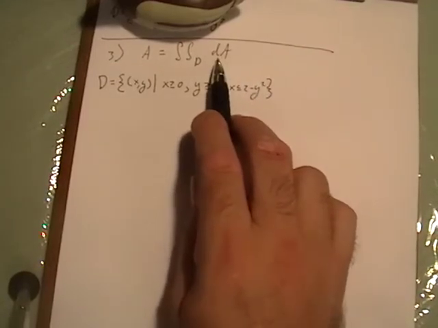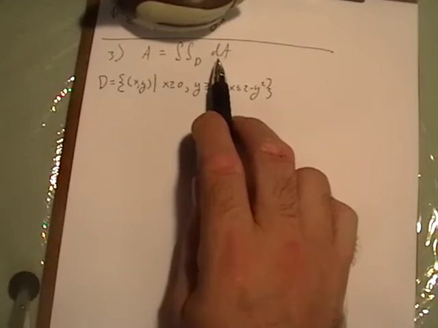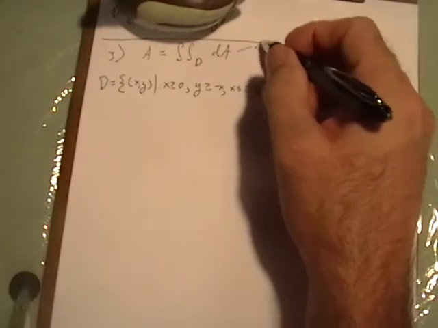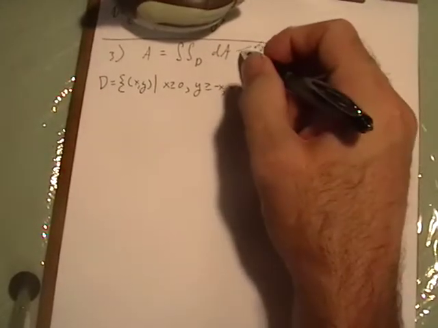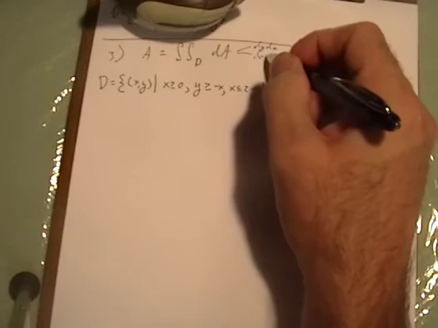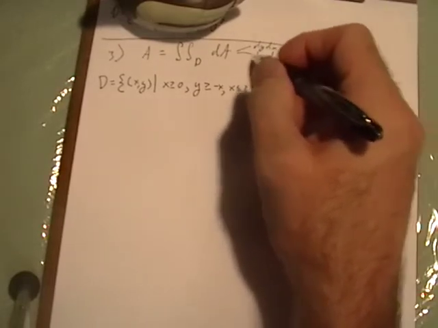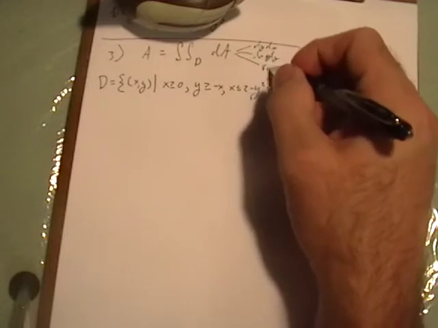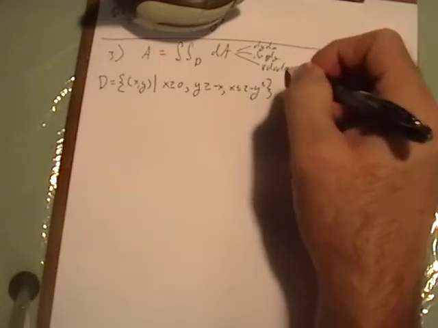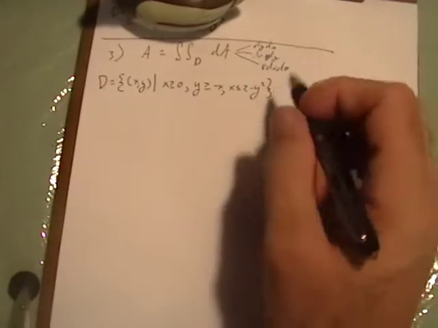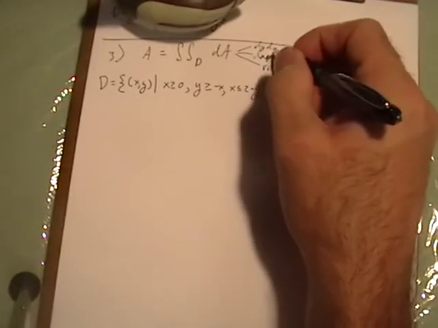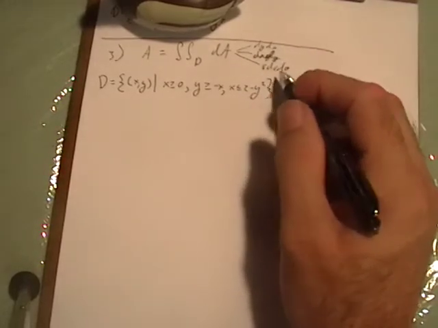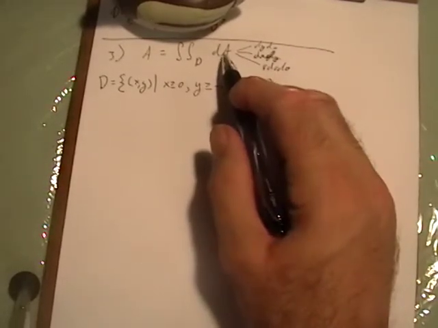I'm going to do this with respect to A. Now, dA sometimes is going to turn into dy dx. Sometimes it's going to turn into dx dy, but there are other choices. With polar coordinates, we'll get r dr d theta. Dy dx, dx dy, r dr d theta are all different ways of writing dA.